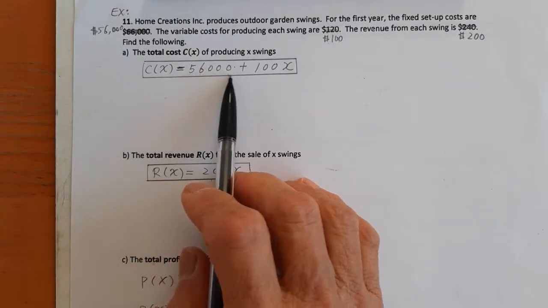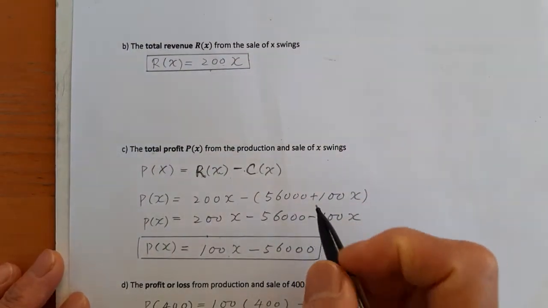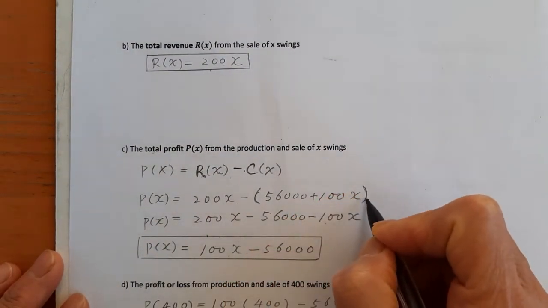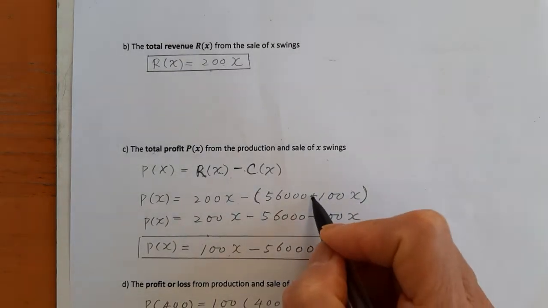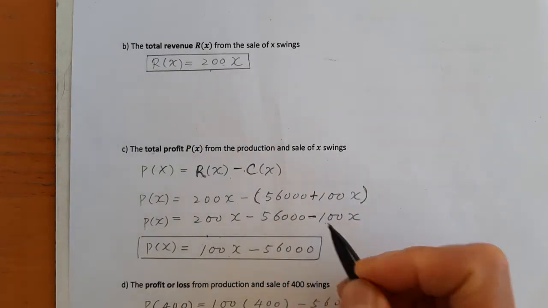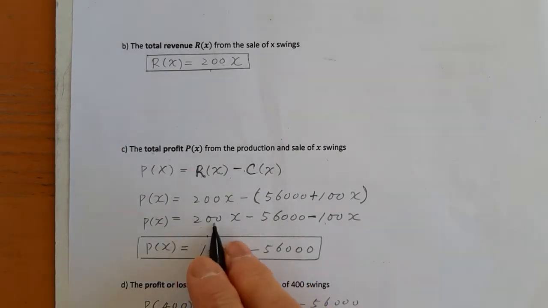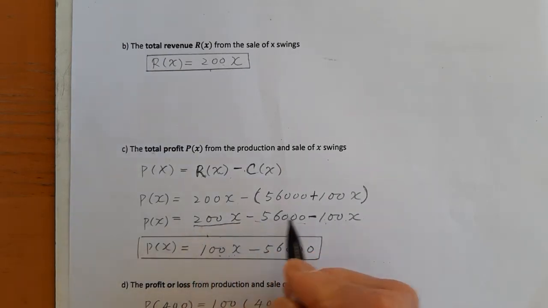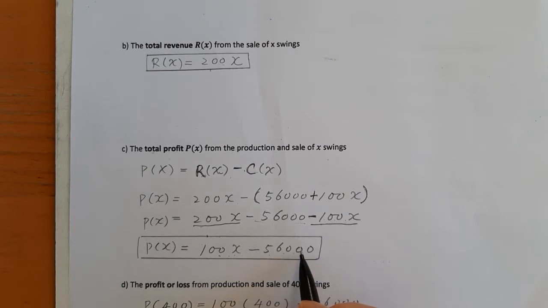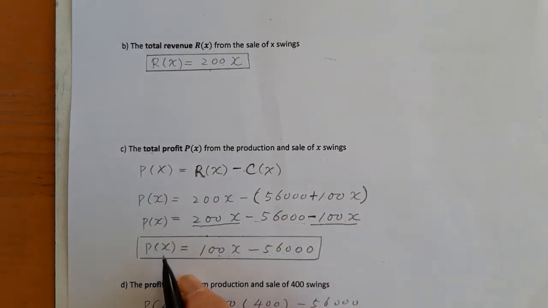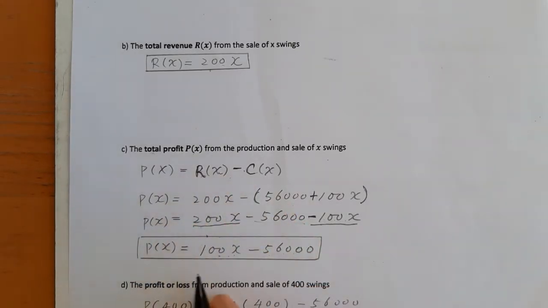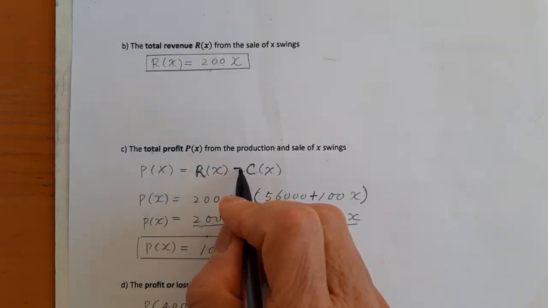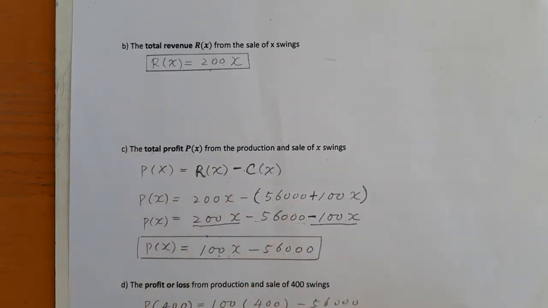Cost is 56,000 plus 100x, but you have to put parentheses. Then remove the parentheses and the plus changes to minus. Then combine like terms: 200x minus 100x is 100x, and then minus $56,000. That is the total profit, which is net income. What you actually earn is revenue minus cost, deducting the cost.